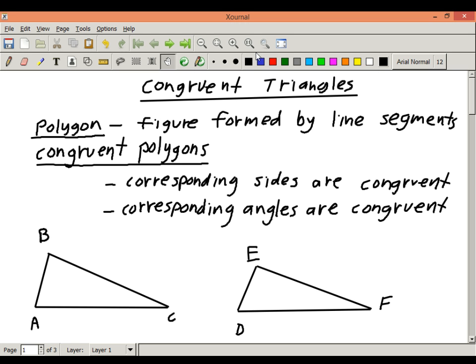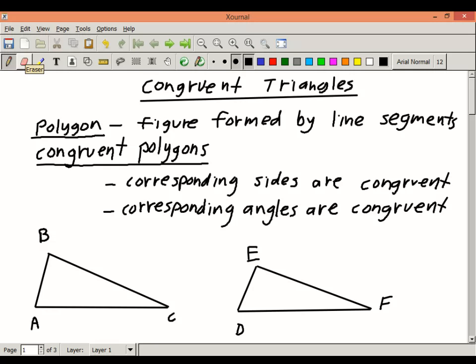First of all, let's start out with just the definition of a polygon. A polygon is a figure formed by line segments. So a polygon can have any number of sides, 3 or more. But if you just join a bunch of line segments together, they will form a polygon. In particular, we care about congruent polygons, so we need to discuss what that is.